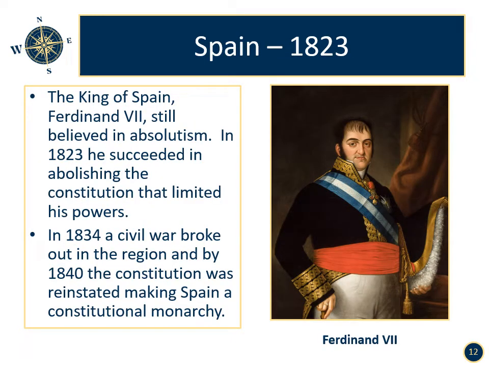Spain, 1823. The King of Spain, Ferdinand VII, still believed in absolute rule. In 1823, he succeeded in abolishing the constitution that limited his powers. In 1834, a civil war broke out in the region, and by 1840, the constitution was reinstated, making Spain a constitutional monarchy.